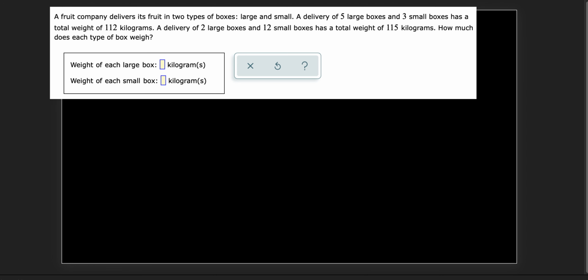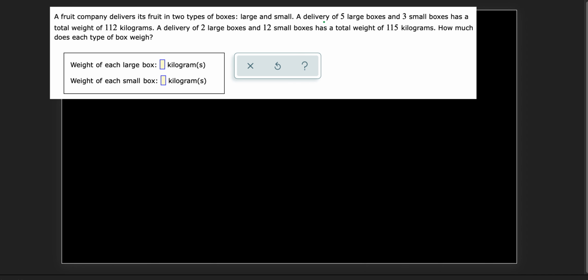And so for this problem, a fruit company delivers its fruit in 2 types of boxes, large and small. A delivery of 5 large boxes and 3 small boxes has a total weight of 102 kilograms. A delivery of 2 large boxes and 12 small boxes has a total weight of 115 kilograms. How much does each type of box weigh? So each type of box refers to large and small. You can see here too what are 2 main things the problem is about. So we'll use L for large and S for small.